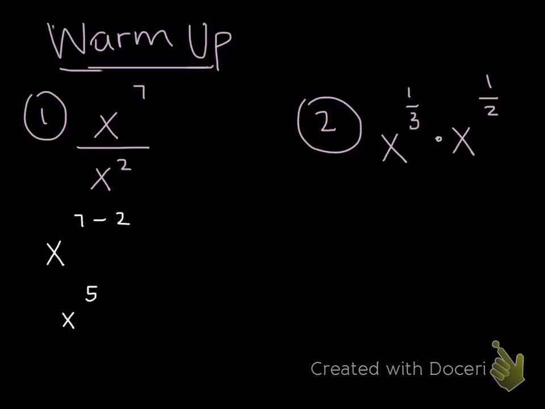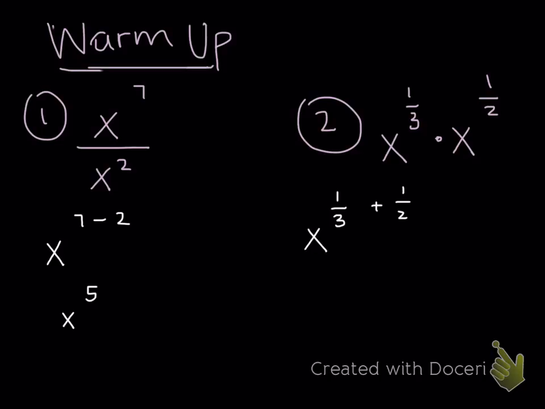The next one, number 2, we are multiplying with the same base, and that's the very first rule. The rule says if I am multiplying with the same base, I add my exponents. So this is x to the 1/3 power plus 1/2 power. Now, I will have to do a little bit more work with this because I need common denominators in order to add them.